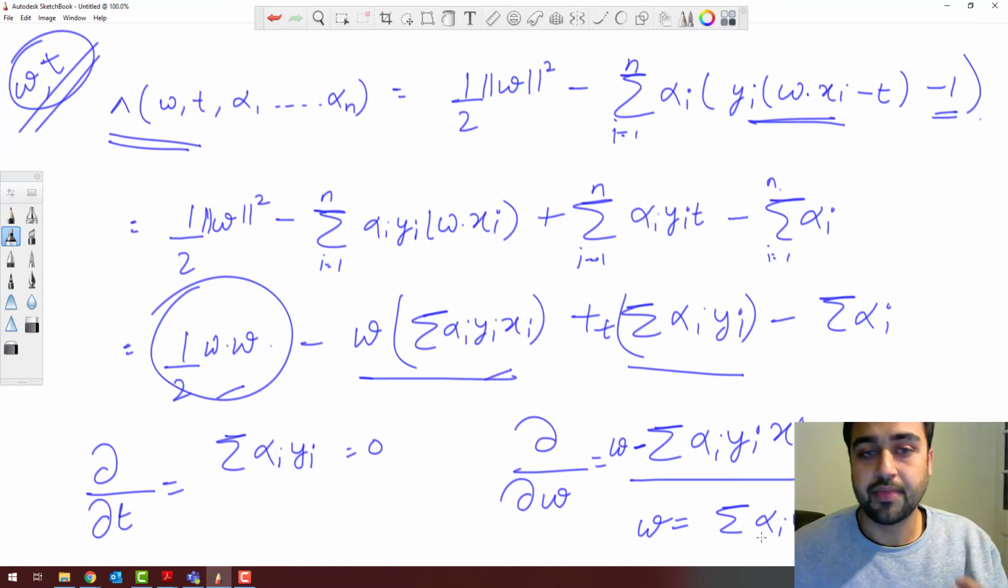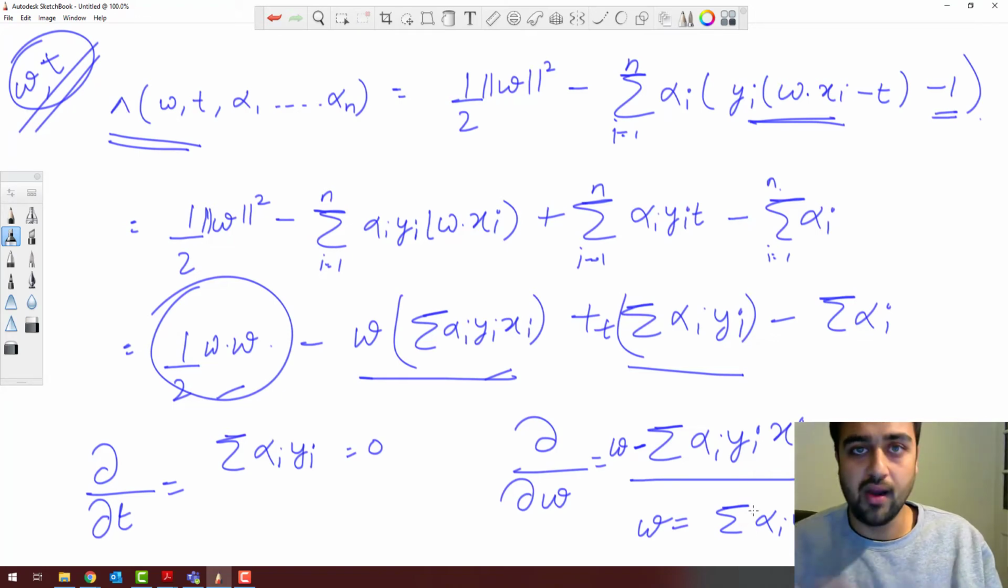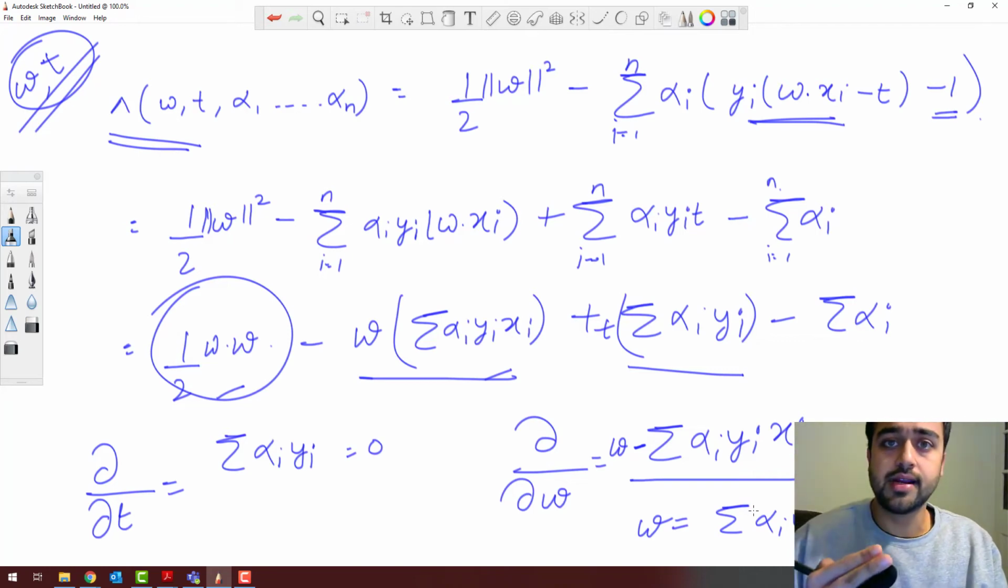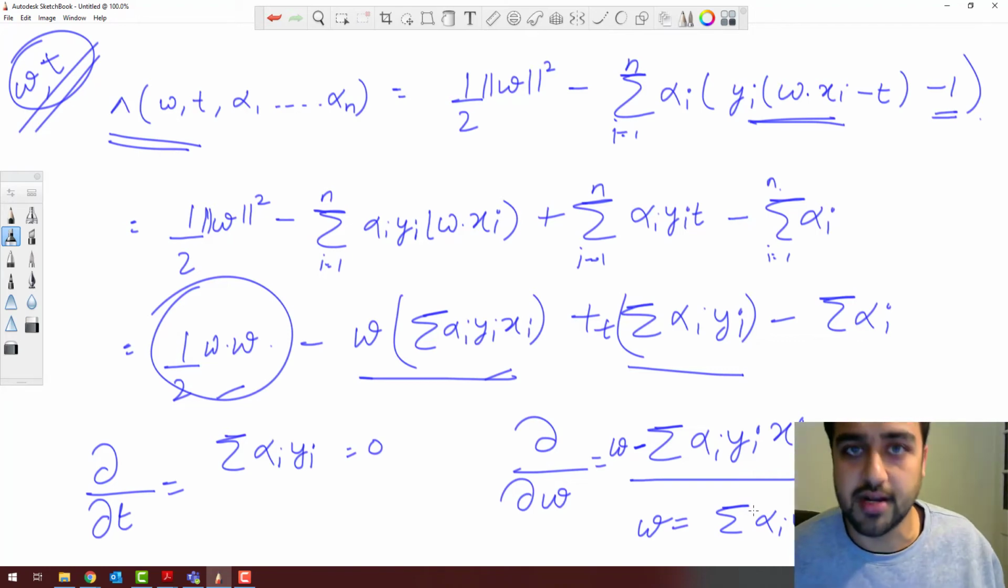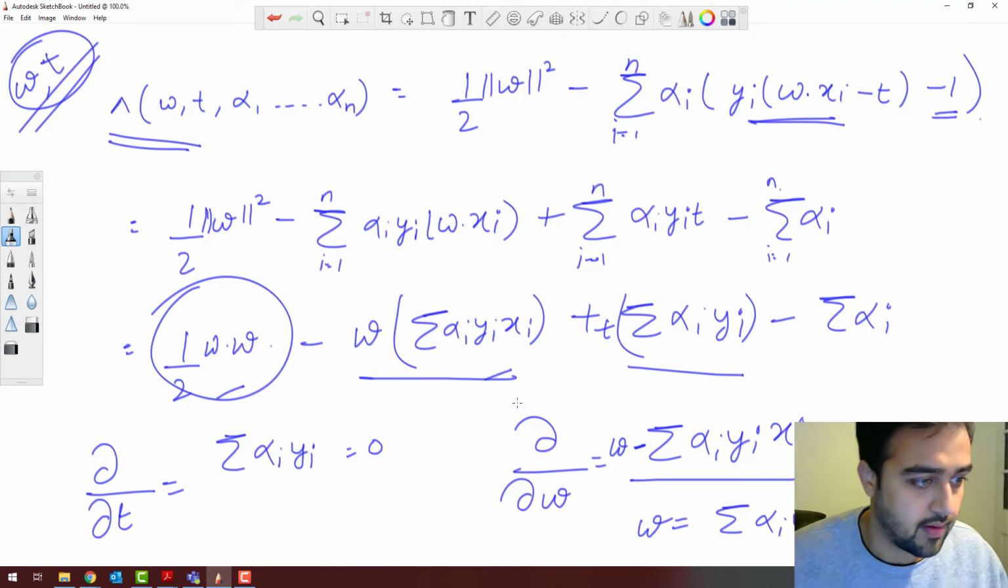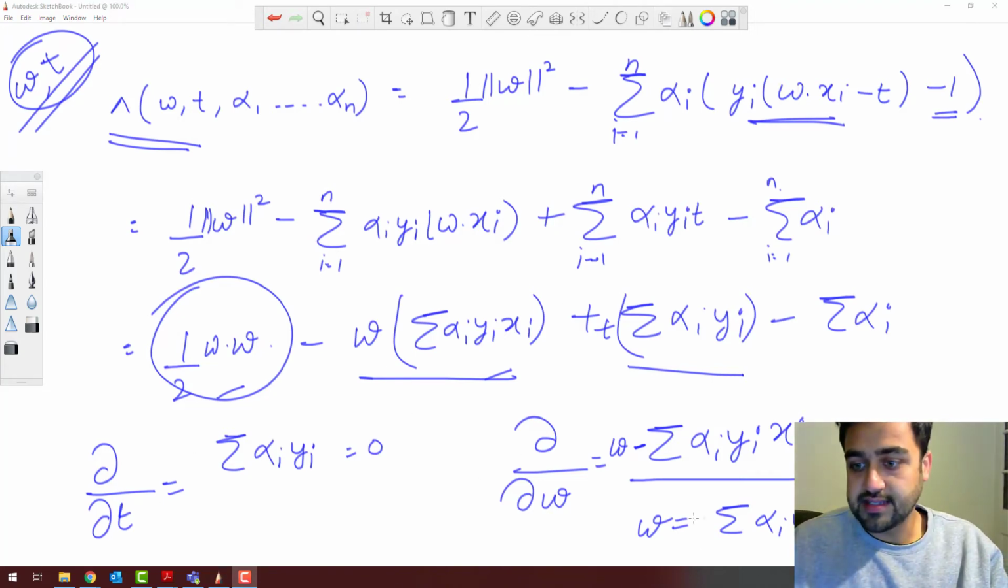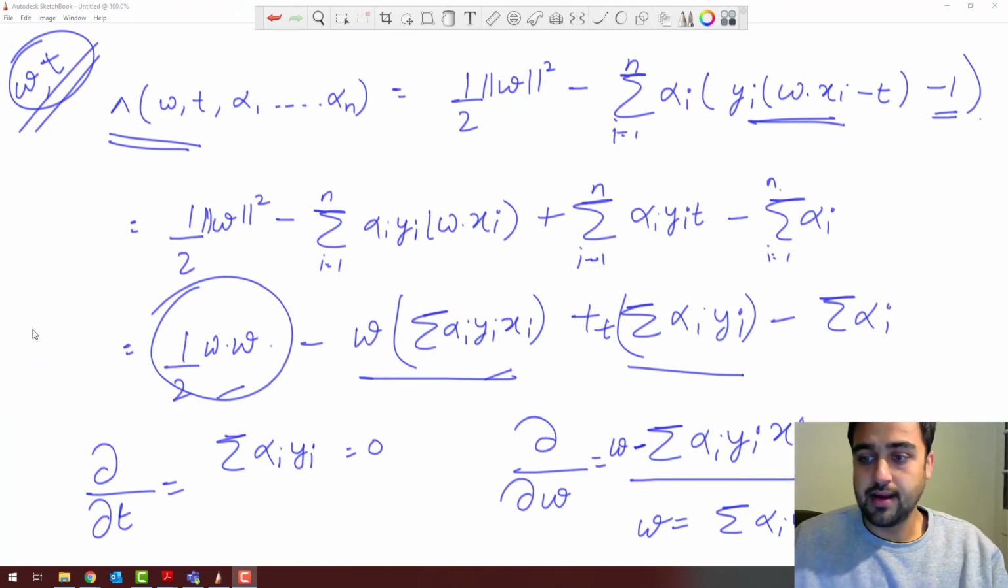Therefore, this proves that every time a sample is misclassified, we add alpha i yi xi to our weight vector, updating the weight, hence updating our decision boundary, hence creating a larger margin. Okay, so this is the same expression that we derived for the perceptrons, right?